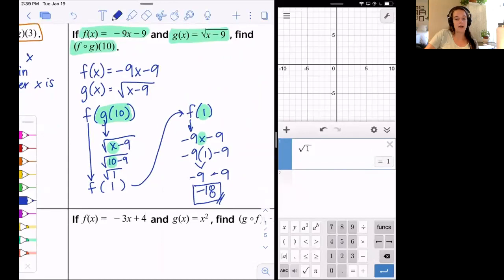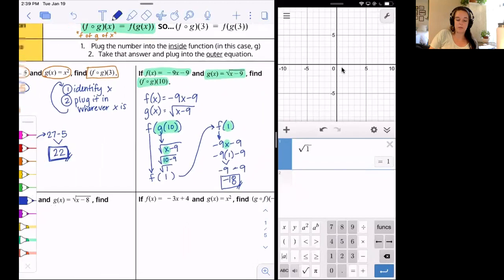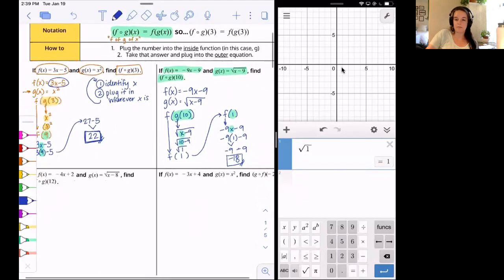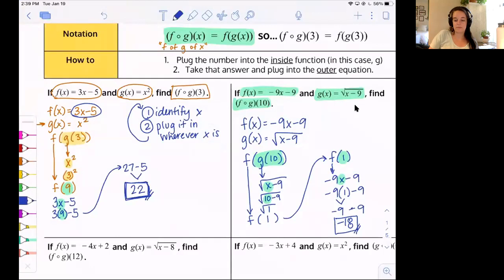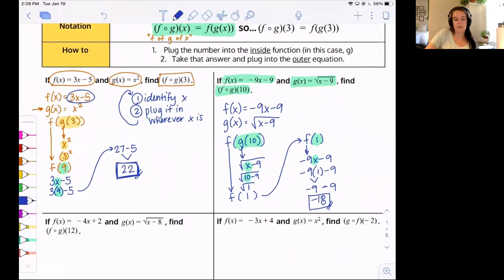Cool. Answer this poll. How are we feeling after seeing 2 examples? How are we feeling about these 2 problems here?